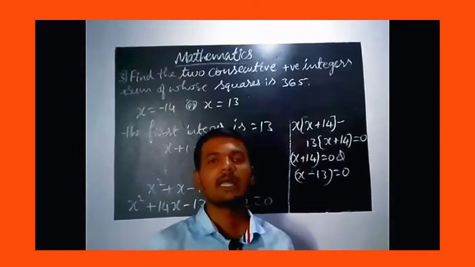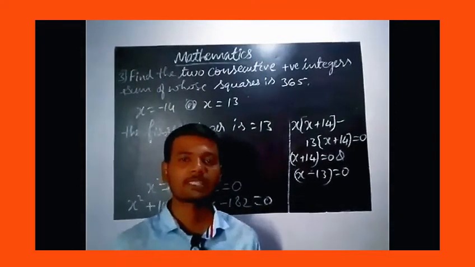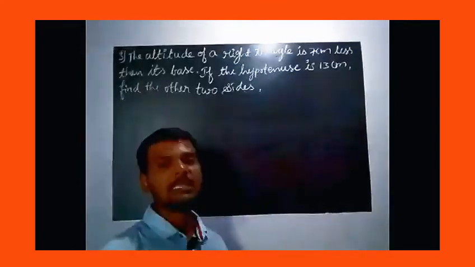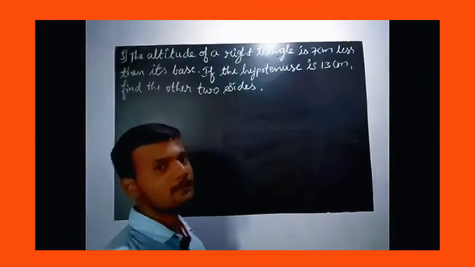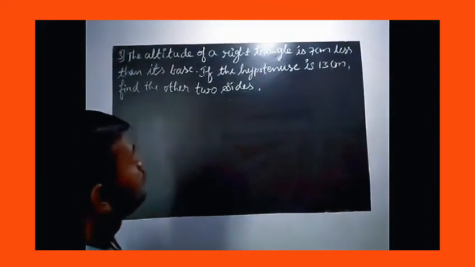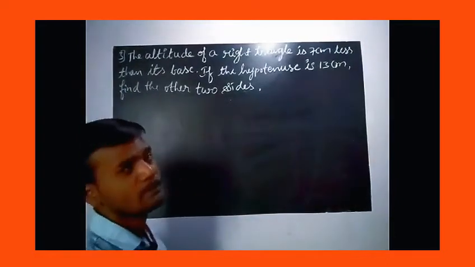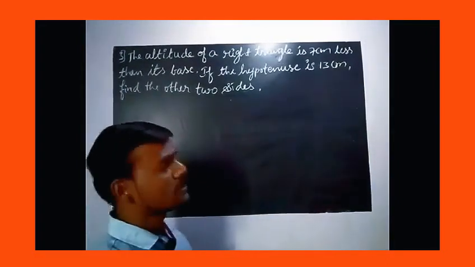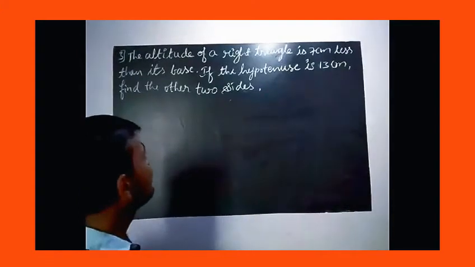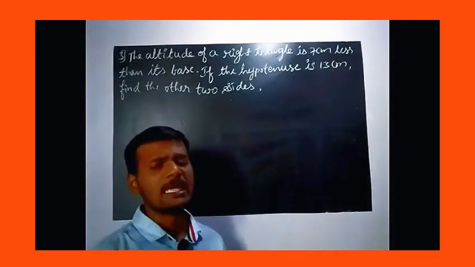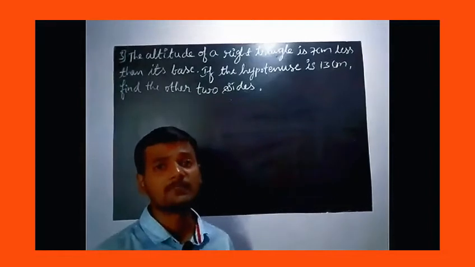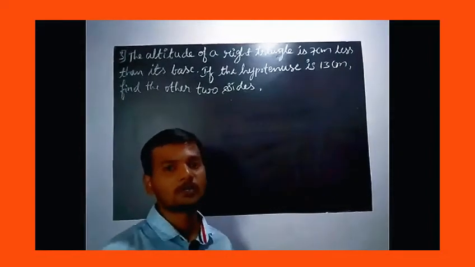Next we are going to discuss the next example. The altitude of a right triangle is 7 cm less than its base. If its hypotenuse is 13 cm, find the other two sides. Okay, it's a very simple question. It can be asked as a 3 mark or 2 mark question. Okay, let us see.